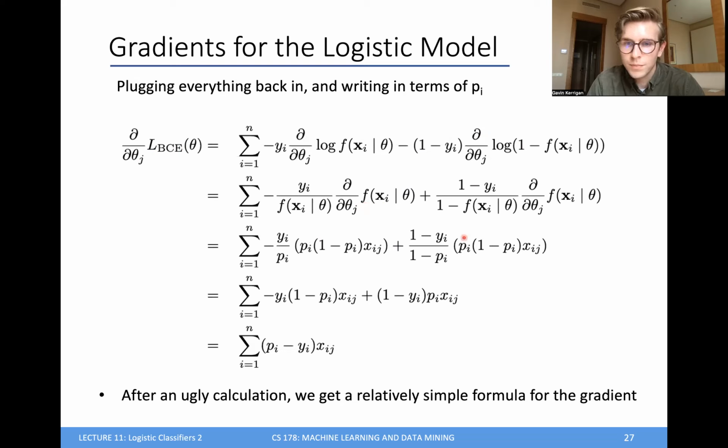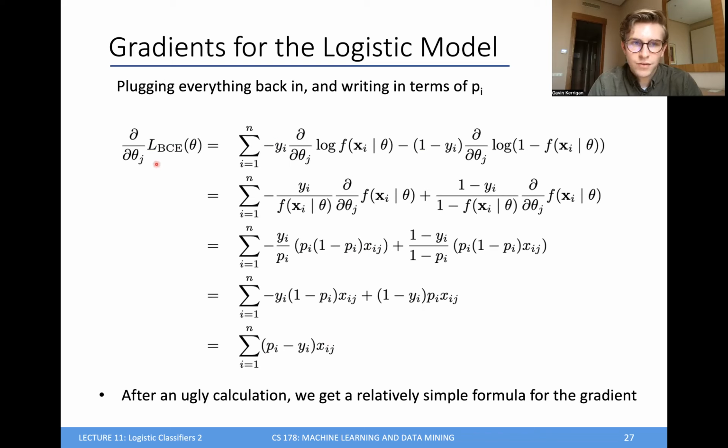You get this expression. And then from here, we just simplify things a little bit. If you multiply everything out, expand, and cancel stuff out, you'll get this line. One more step of simplifying, you'll get this final line down here. So a fairly ugly calculation, pretty involved, lots of symbols, lots of subscripts. But at the very end of the day, we get a relatively nice formula for the gradient, right?